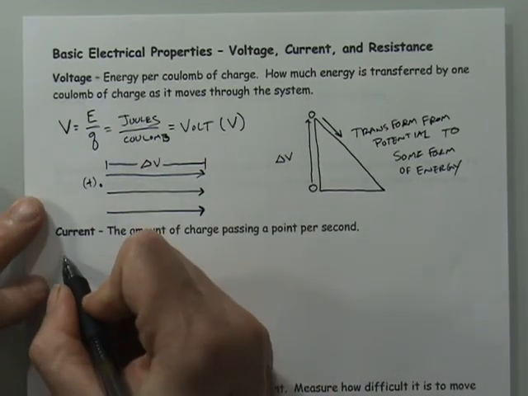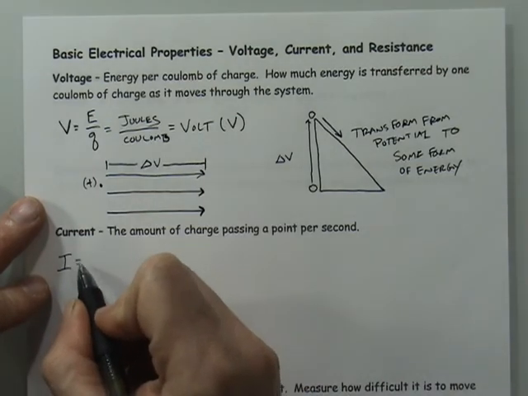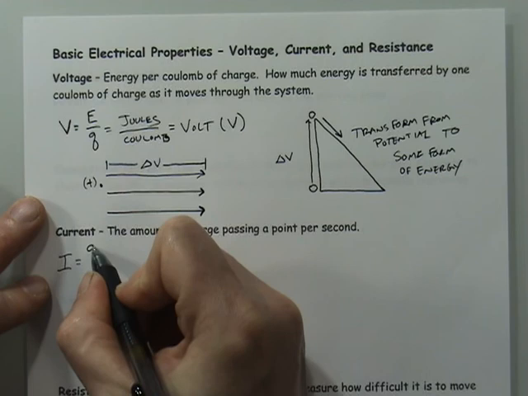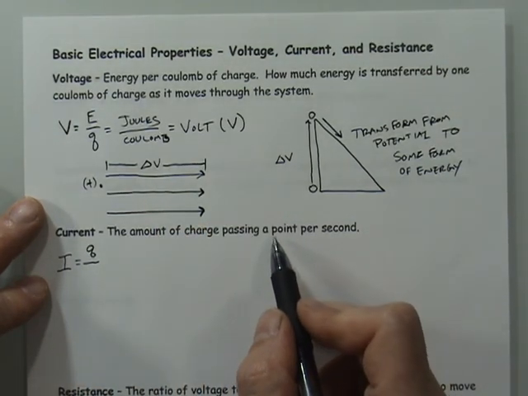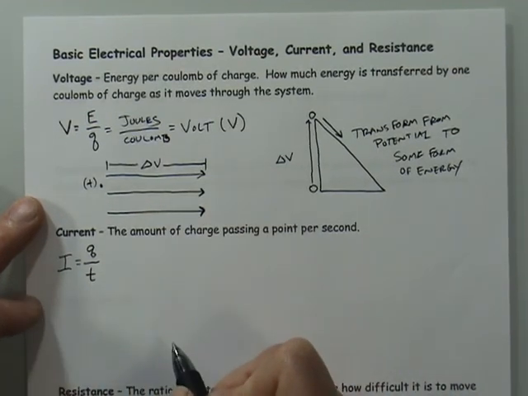So the letter for it is the letter I. You can use lowercase i, although generally speaking, you'll probably find that it's capital I. It says the amount of charge. Charge is represented by the letter Q. And then this is how much is passing per second. So that means that we are measuring how much time has gone by.